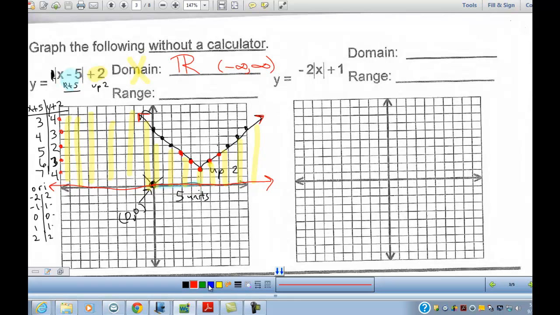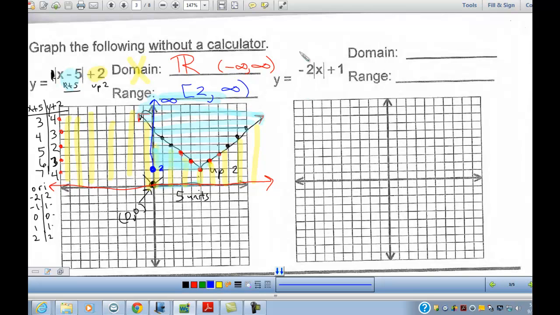Let's look at the range. Arrow everything over to the y, and then this graph would keep going up because of these arrows. So that means this graph is starting right here where that blue is, and it keeps going up to positive infinity. Now this y value here is a 2. So the range is 2 to positive infinity.